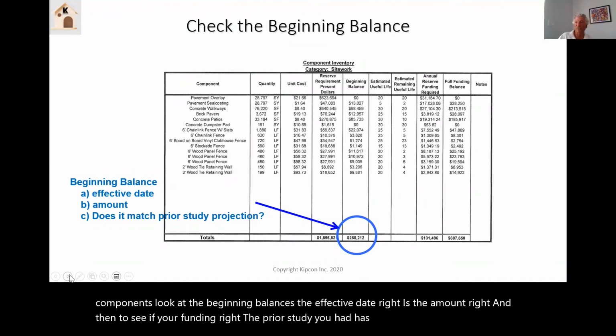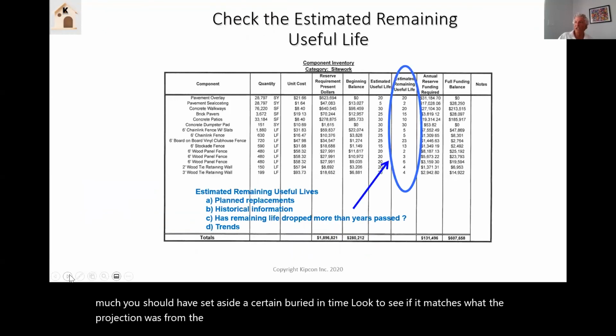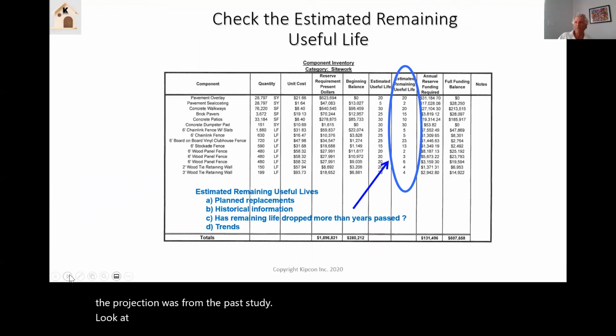And then to see if you're funding right, the prior study you had has a projection, and it says how much you should have set aside in a certain period in time. Look to see if it matches what the projection was from the past study. Look at the estimated remaining useful lives. Are there any planned replacements that are missed in here?